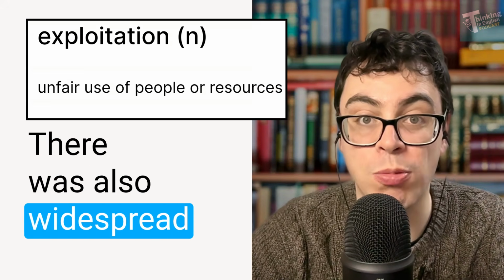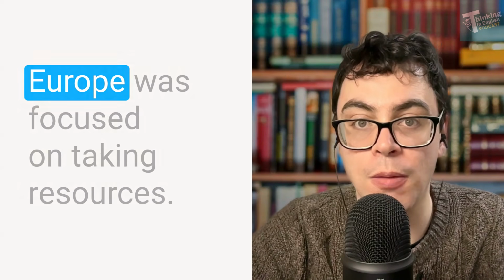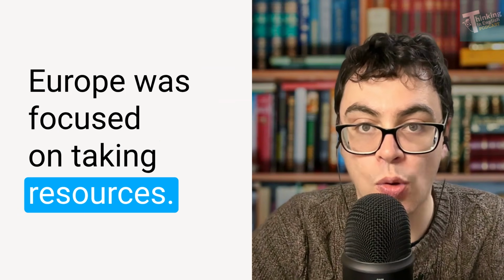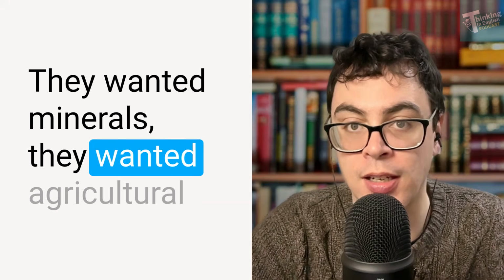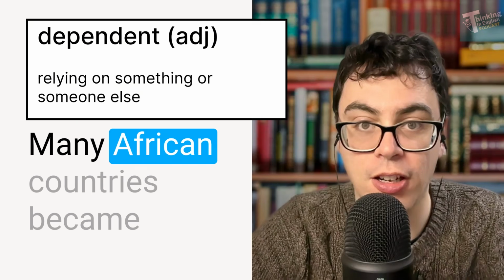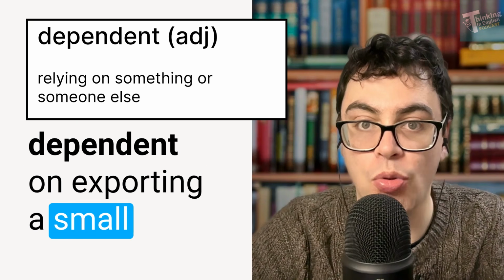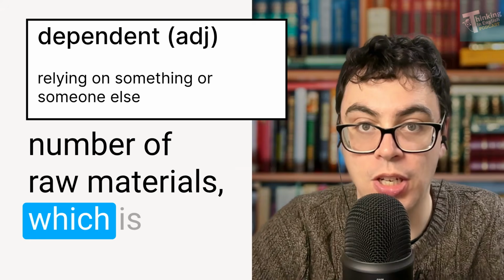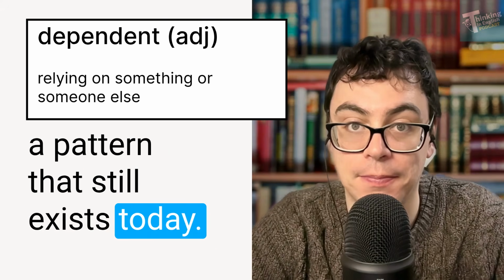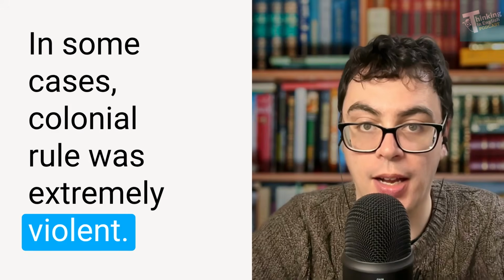There was also widespread economic exploitation across Africa. Europe was focused on taking resources. They wanted minerals, they wanted agricultural products, diamonds, gold, for their own benefit. Many African countries became dependent on exporting a small number of raw materials, which is a pattern that still exists today. In some cases, colonial rule was extremely violent.